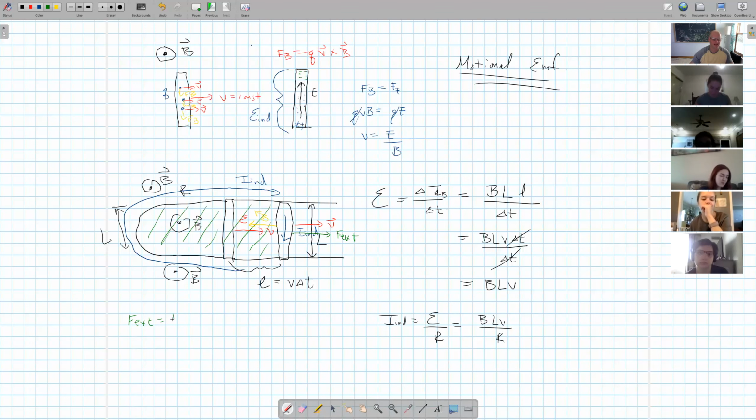So we have the external force is equal to the magnetic force, which is going to be equal to the induced current times the magnetic field times the length. So from here, we know the induced current is going to be B times L times V divided by the resistance, times B times L, which means the external force must then be equal to B squared L squared V divided by R. So this is the external force required to move the rod at constant speed. Okay?